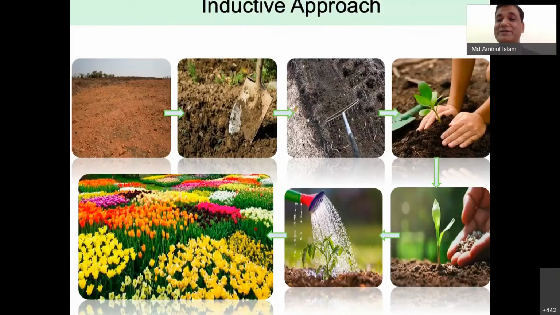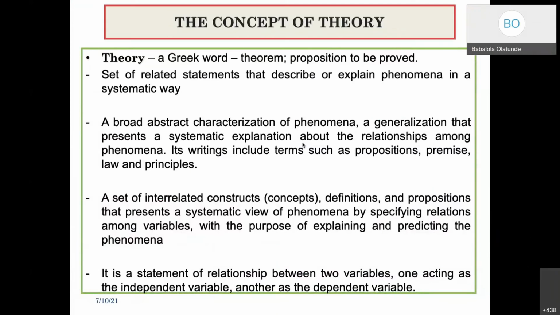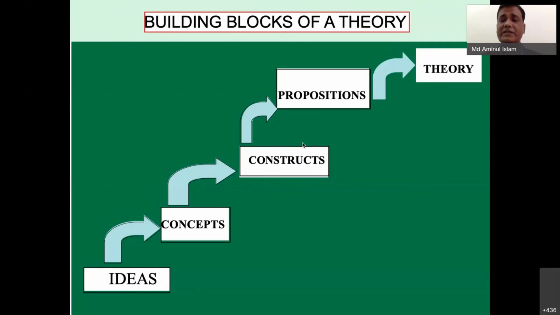But the inductive approach is interpretivism or constructivism. You are interpreting, more and more, going deeper, or you're constructing something new. Okay, so that's how it is. A theory is a set of related statements that describe or explain phenomena in a systematic way, and many other definitions are there. Basically, a theory will show the relationship between two or three or more variables. That's a theory. Okay. So that's how we start.